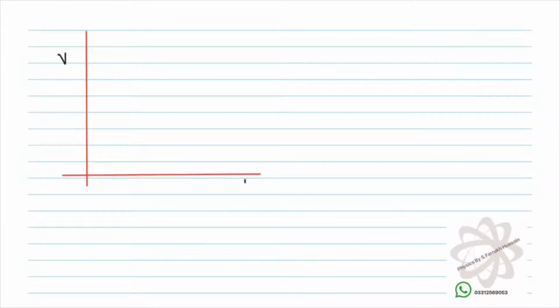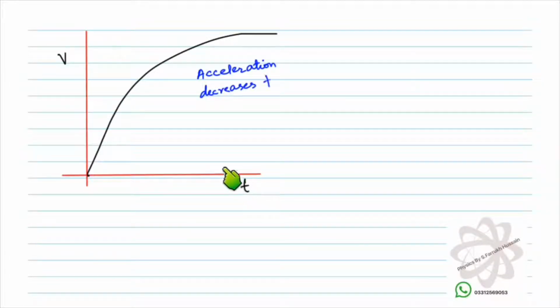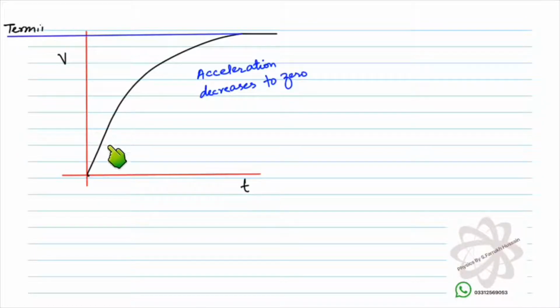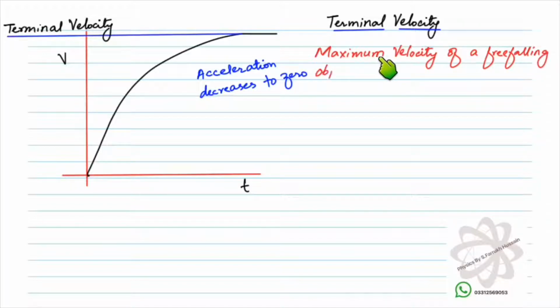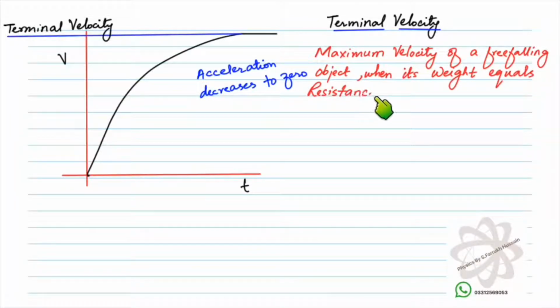Now if you want to make the graph of this, the graph will be a decreasing gradient graph, because the velocity-time graph gradient is actually acceleration. Since acceleration is decreasing by the time, the gradient is decreasing by the time. At this point the gradient is 0, which means acceleration is 0, and that constant velocity is called terminal velocity. If you want to define terminal velocity, you can write it is the maximum velocity of a free falling object when its weight and the air resistance are equal, and there is no resultant force acting on the object, and there is no acceleration produced.